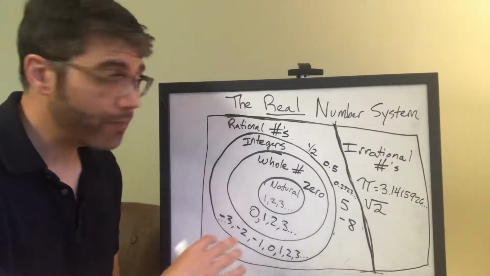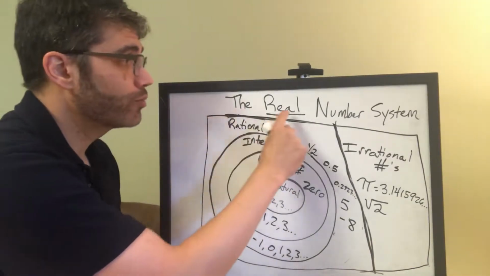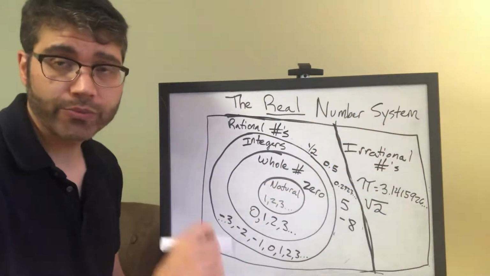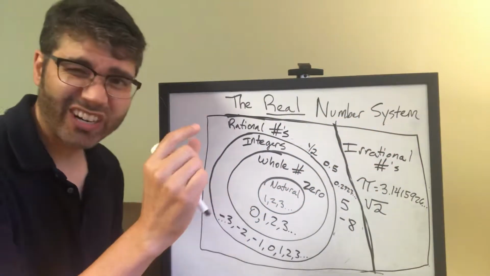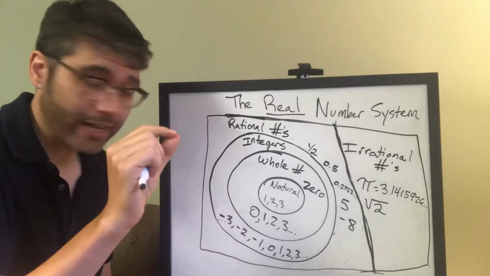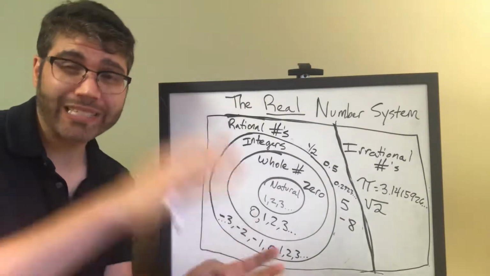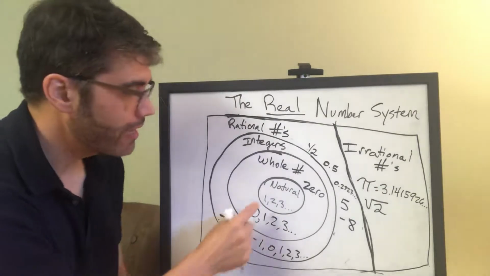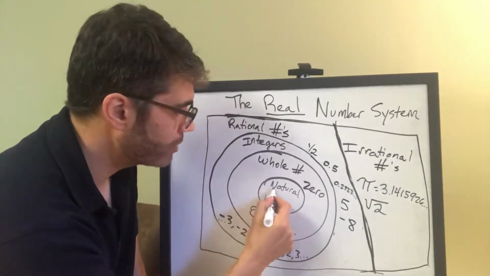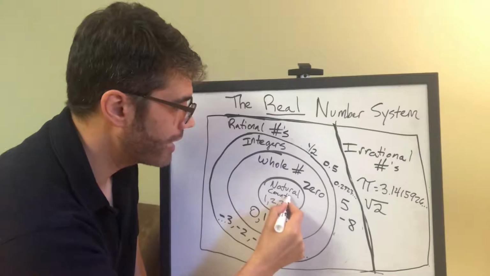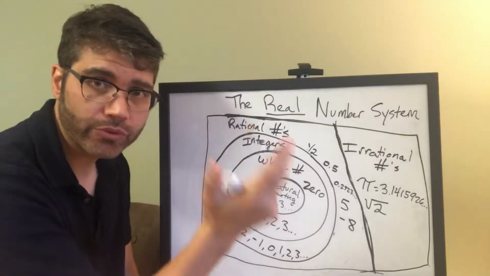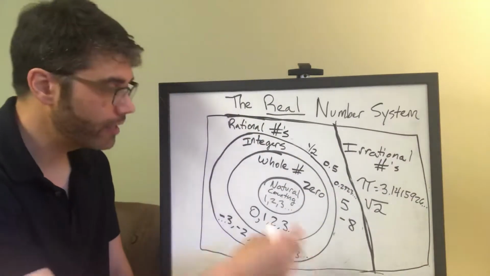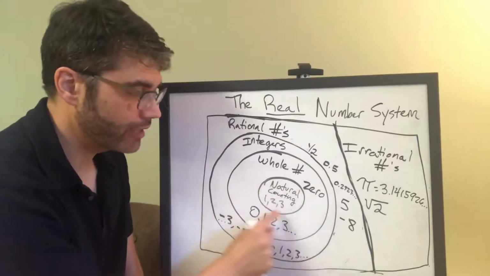All right, so here what we have in front of us is the entire real number system. So the real number system, let's start at the smallest set of numbers and then expand from there. So the smallest set, the most basic set, is called natural numbers or counting numbers. And those are the ones that you can count on your fingers. So 1, 2, 3, 4, up into infinity. So that's the natural or the counting numbers.